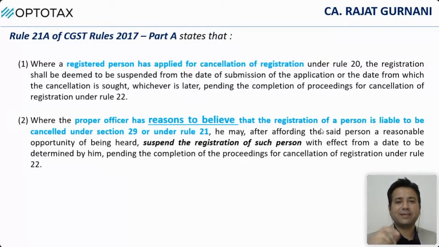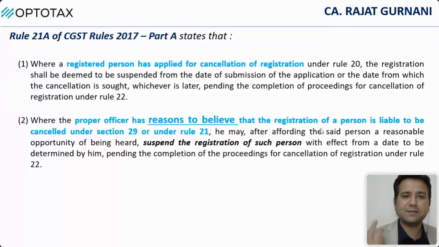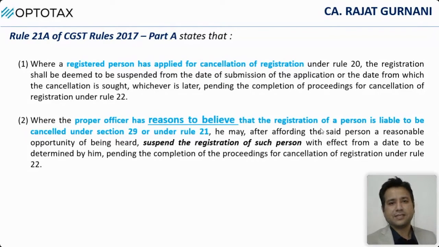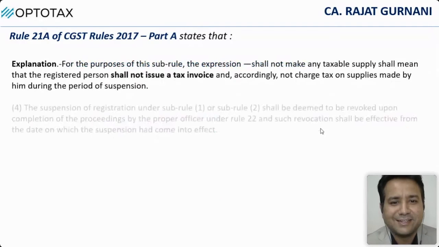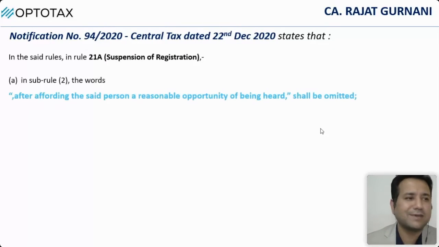Sub-rule 2 says where the proper officer has reasons to believe that the registration of a person is liable to be cancelled, he may, after affording, that line has been removed. So no reasonable opportunity of being heard. If the proper officer thinks that there are reasons to believe, he will suspend the registration. Is it against the principle of natural justice? Yes. Section 74, opportunity of being heard should be given. Section 75 clearly says that opportunity of being heard should be given. Right to appeal, section 107. Opportunity of being heard itself is taken back.